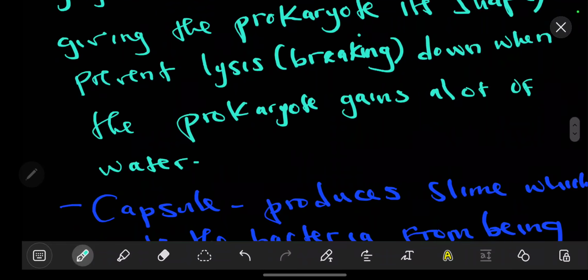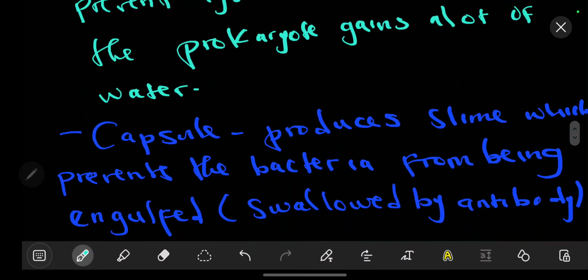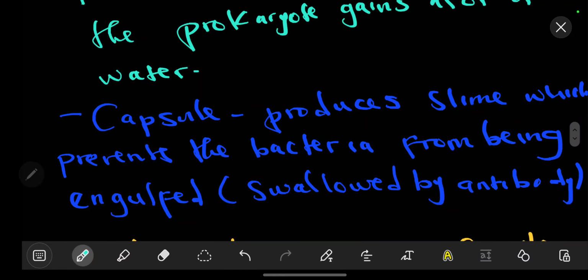among others. The other part that we have talked about is the capsule, which produces slime. Now slime is important to make the bacteria slippery, thereby preventing antibodies from engulfing them. When we say engulfing, it's more like they are being swallowed. So this slime prevents that from happening.